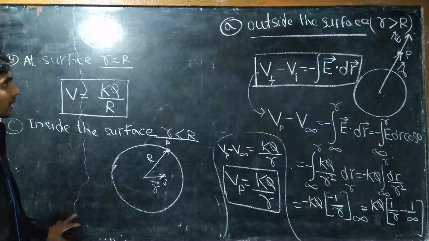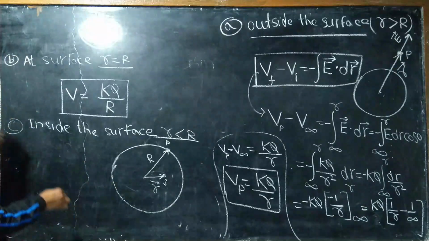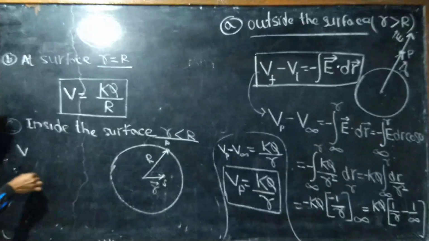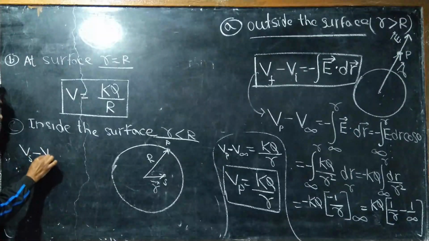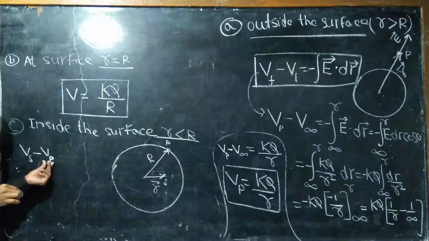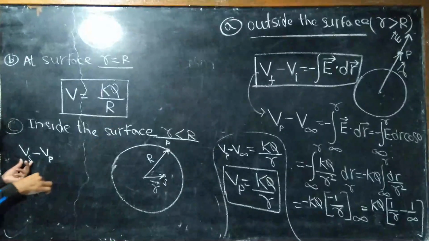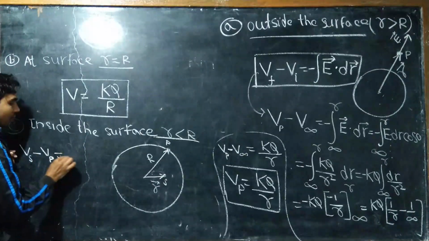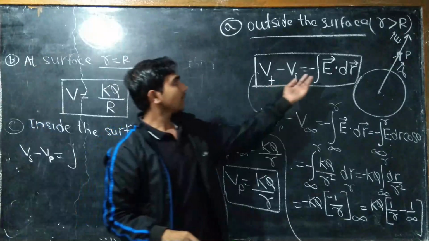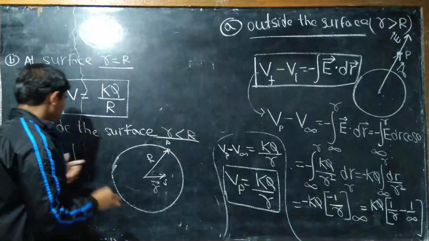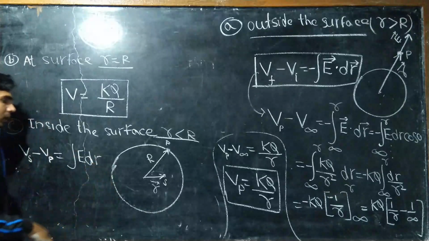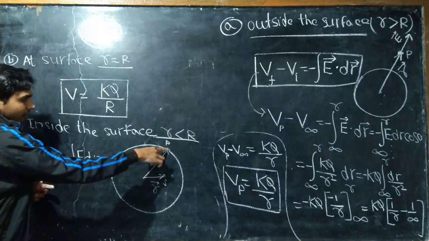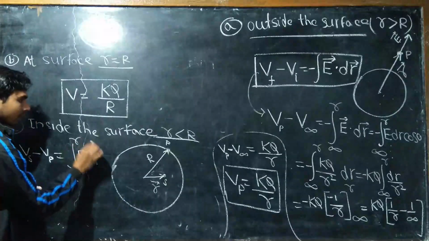Okay, so after that we can write here V final minus V initial. Final is your S, right? V final minus V initial. P is your initial. V final is this one, initial is this one, right? It is equal to the integration of E dot dr, right? And E dot dr is how much? E dr. Right, and how is the value of r changing? Here the value of r is larger, and here it is smaller, right?